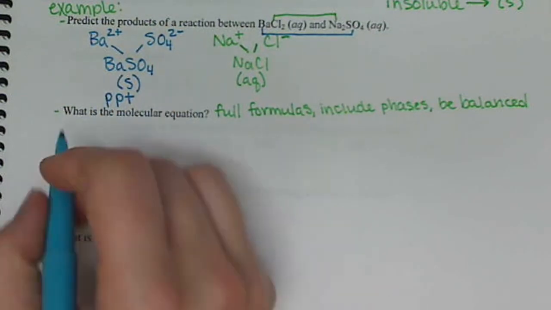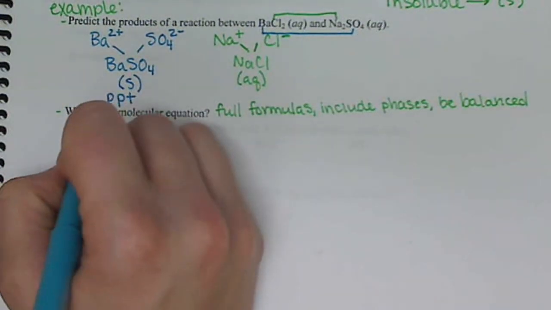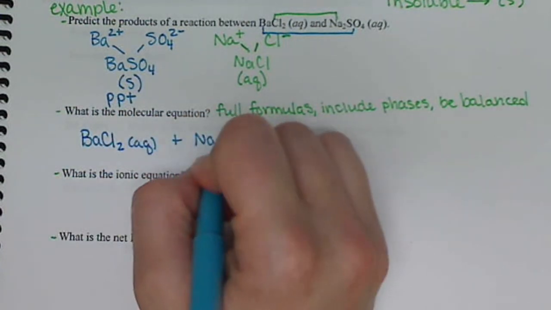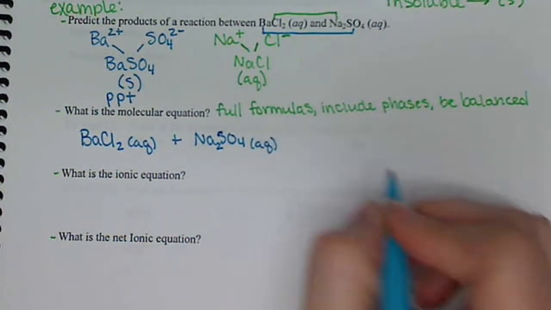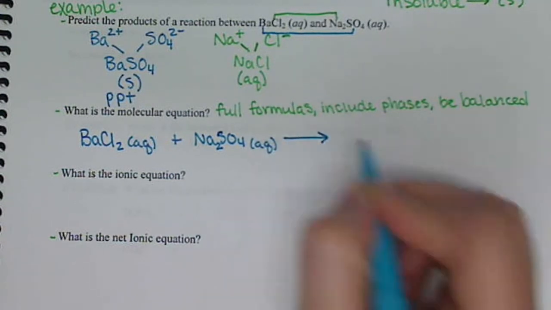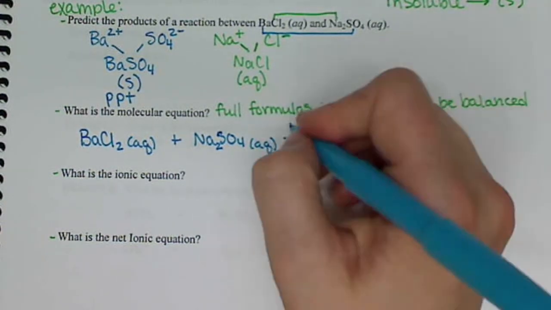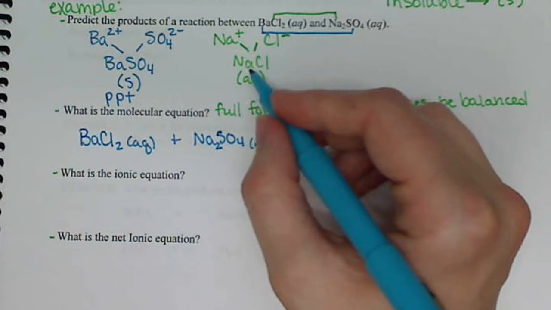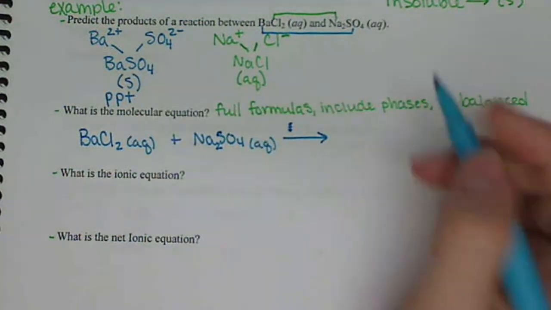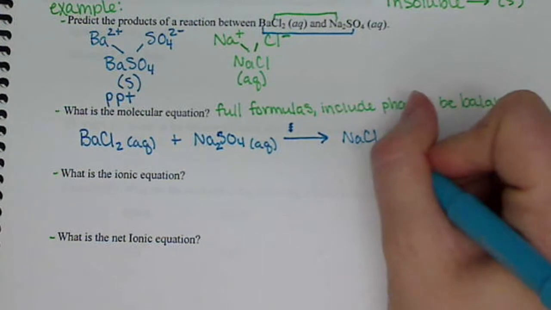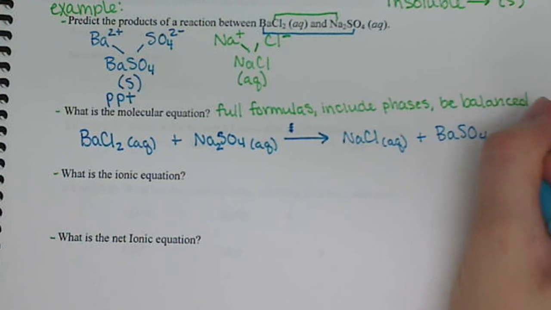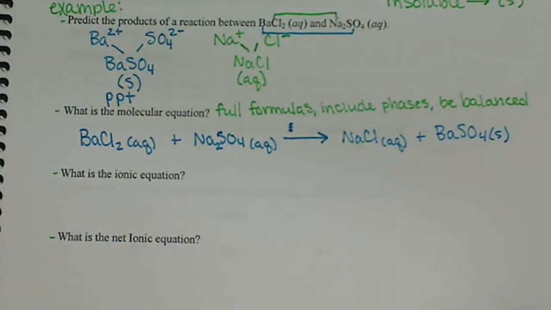So in our case here, we have our two reactants. We have barium chloride, which is aqueous, plus sodium sulfate, which is also aqueous. When we dissolve, well, water is always present. And so we have water present. We combine these two solutions. We're going to get NaCl and barium sulfate. We've already decided that NaCl is aqueous and barium sulfate is a precipitate, so it'll be solid.